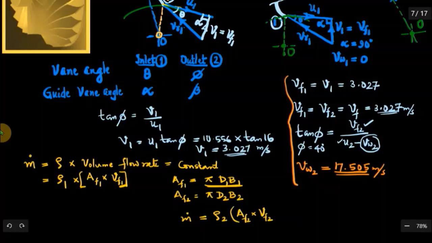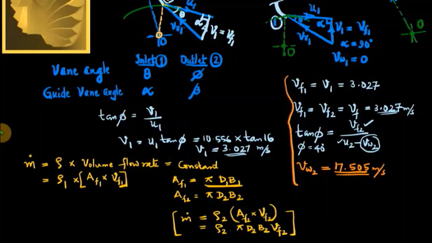VF1 incidentally is equal to VF2. So what is that relation? It is rho 2 into pi d2 b2 VF2. So please remember this relation, it's important for you. The mass flow rate in terms of the outlet values is density rho 2, then pi d2 b2, the flow area at outlet, into the velocity of flow at outlet. So that is the mass flow rate at outlet.